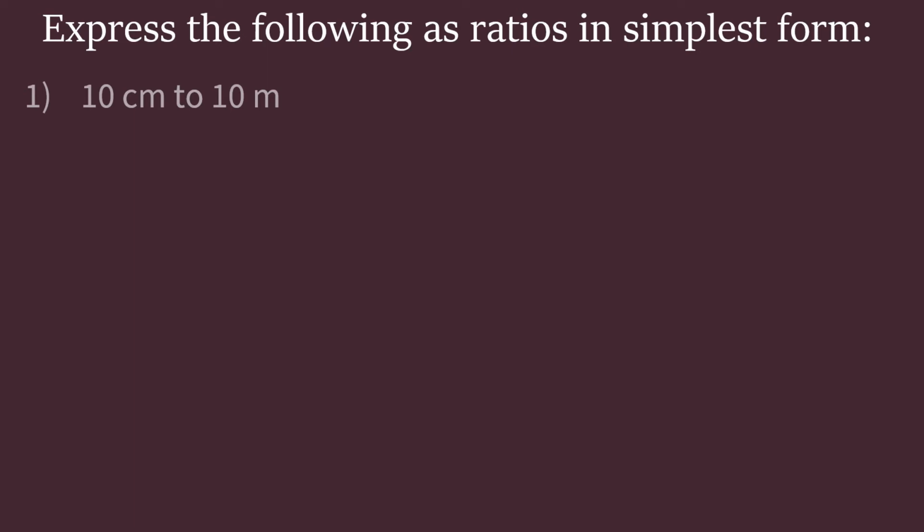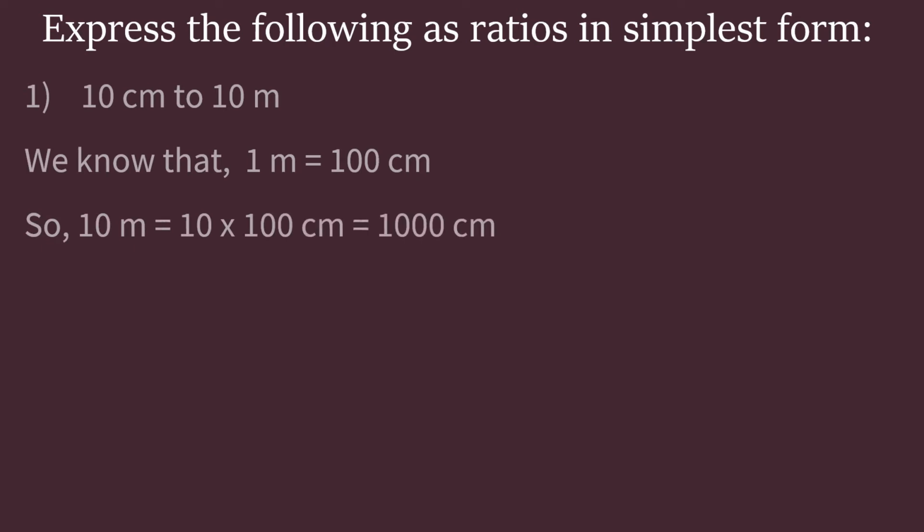So either bring both quantities in meter or bring both quantities in centimeter. Here I am converting meter into centimeter. We know that 1 meter is equal to 100 centimeter. So 10 meter is equal to 10 multiplied by 100 centimeter, which is equal to 1000 centimeter.